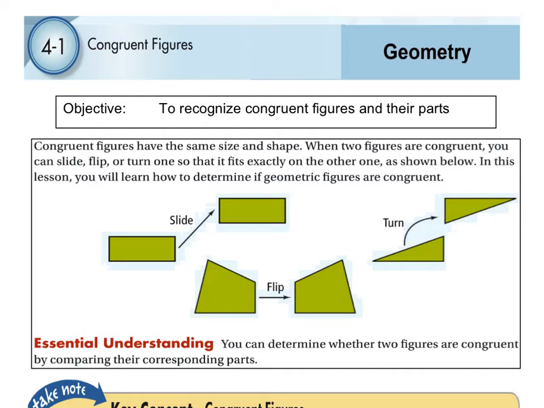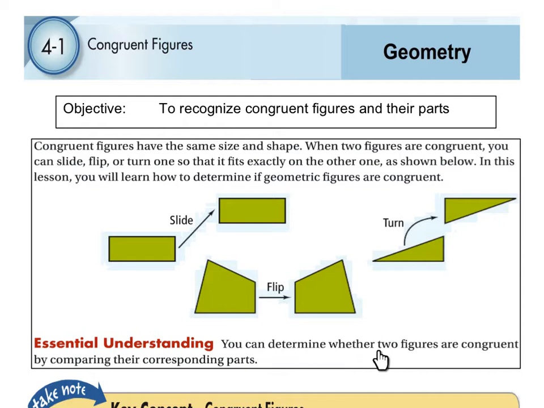So, again, they give you an example here of two rectangles. We can slide it up. These two are congruent. They're the same. I could flip it over. In this case, I flipped it over. Or I could rotate it or turn it. They call it turn, but I would call it rotate if I rotate it over. These two are congruent. Okay.